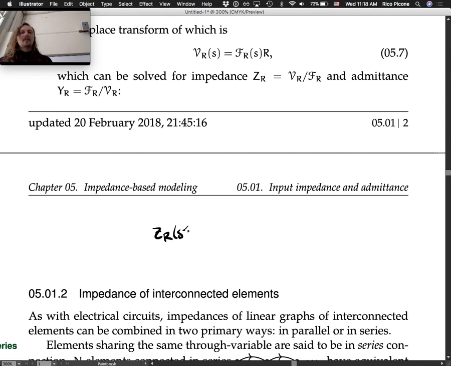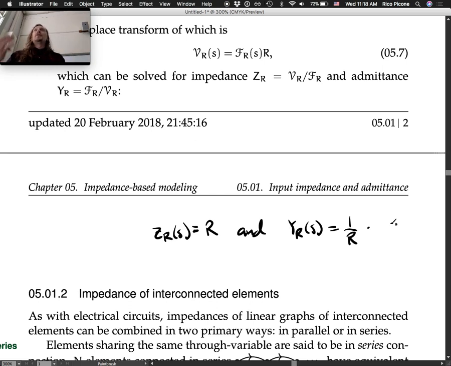So ZR of s is equal to what? R. And the admittance is 1 over R. We remember that from back when we did so-called AC circuit analysis and looked at impedances of electronic elements, and the impedance was a resistance for a resistor element.